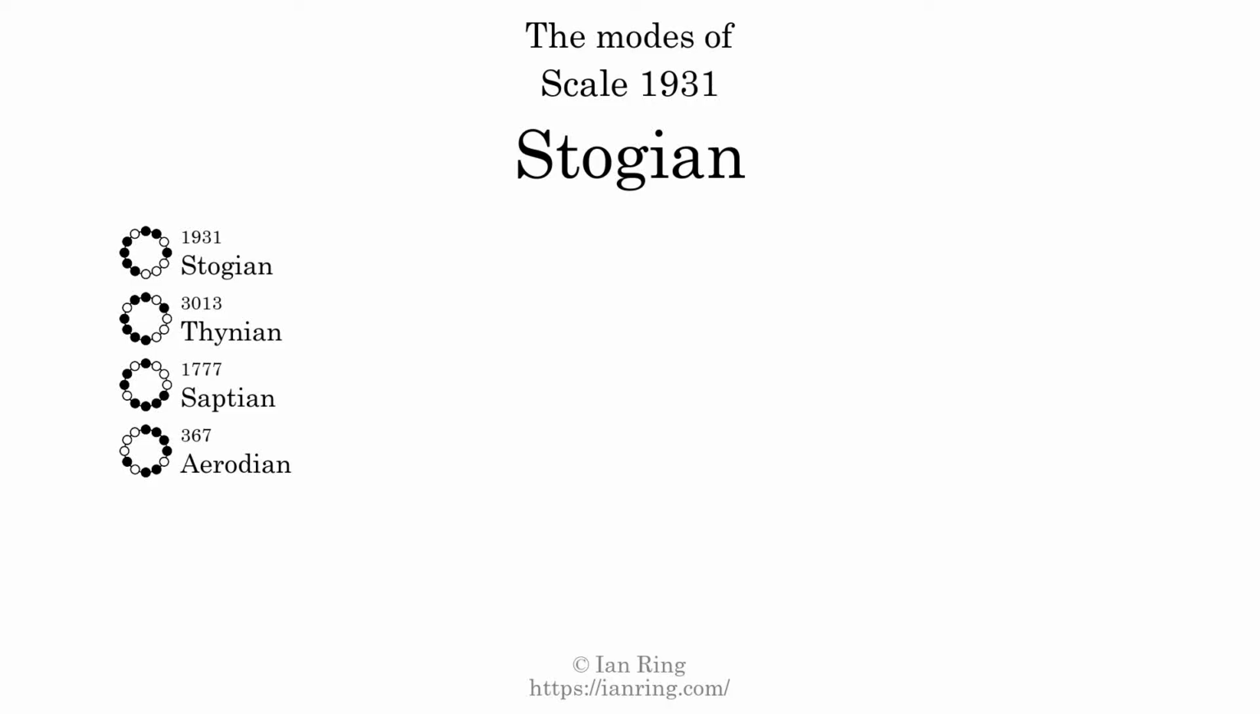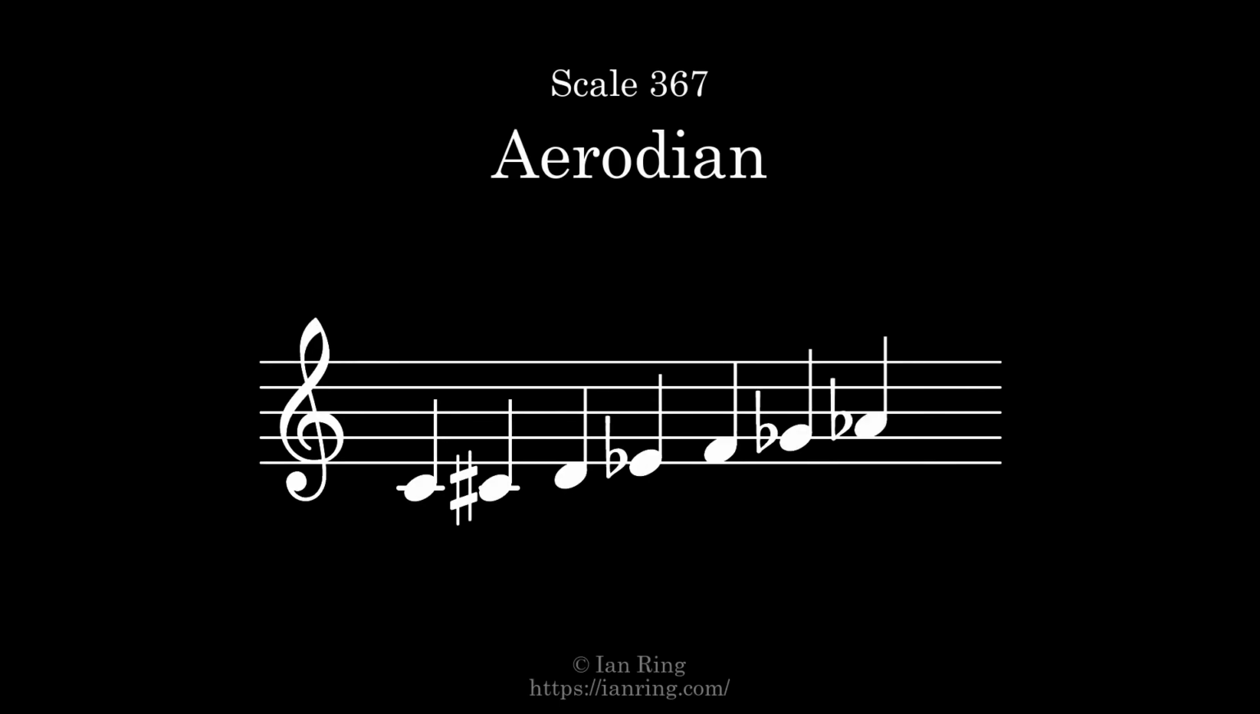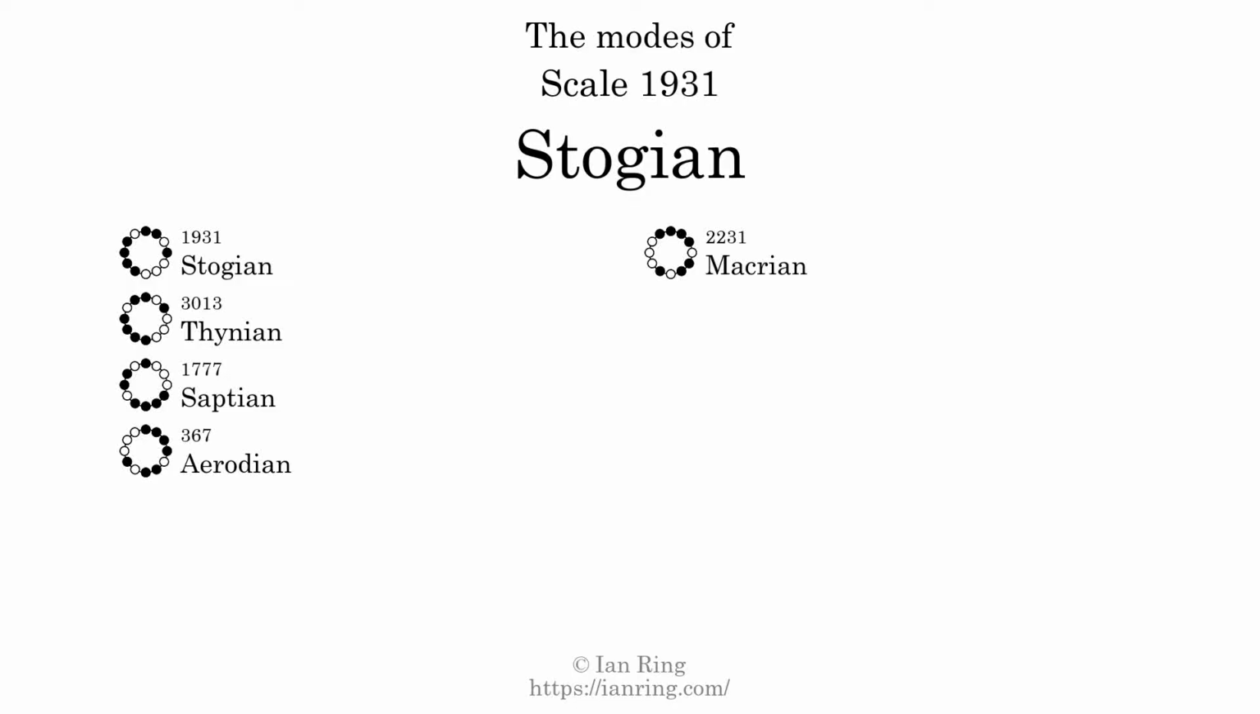The fourth mode is scale 367, also known as Rodian. It sounds like this. The fifth mode is scale 2231, also known as Macrian. It sounds like this.